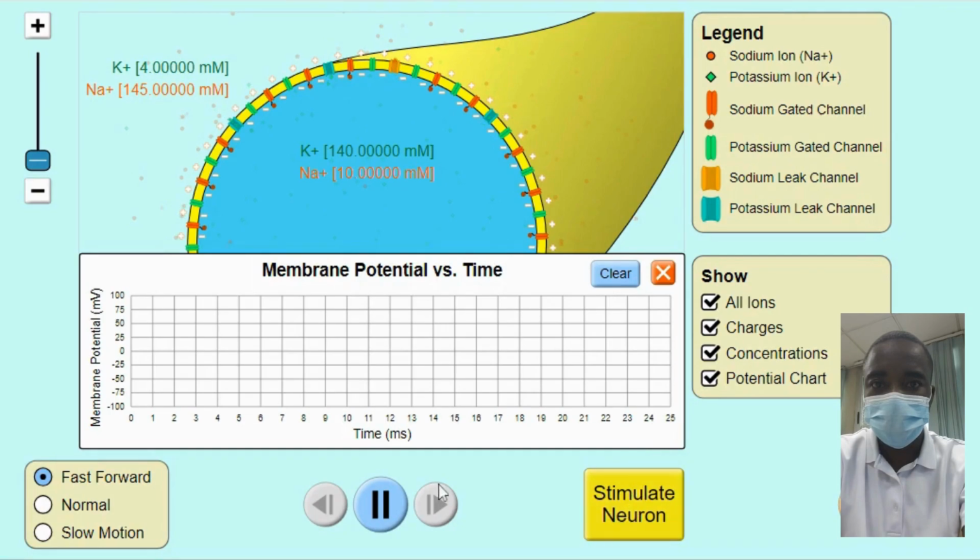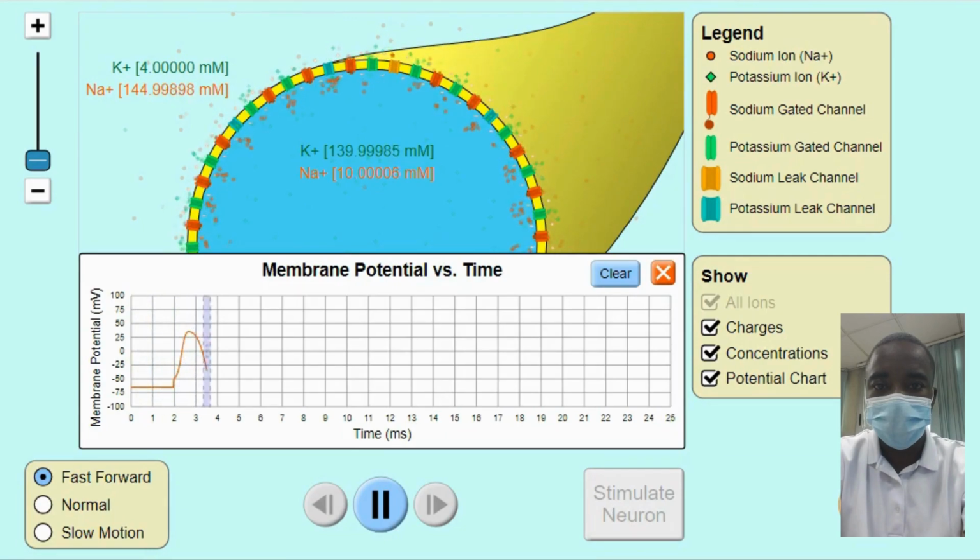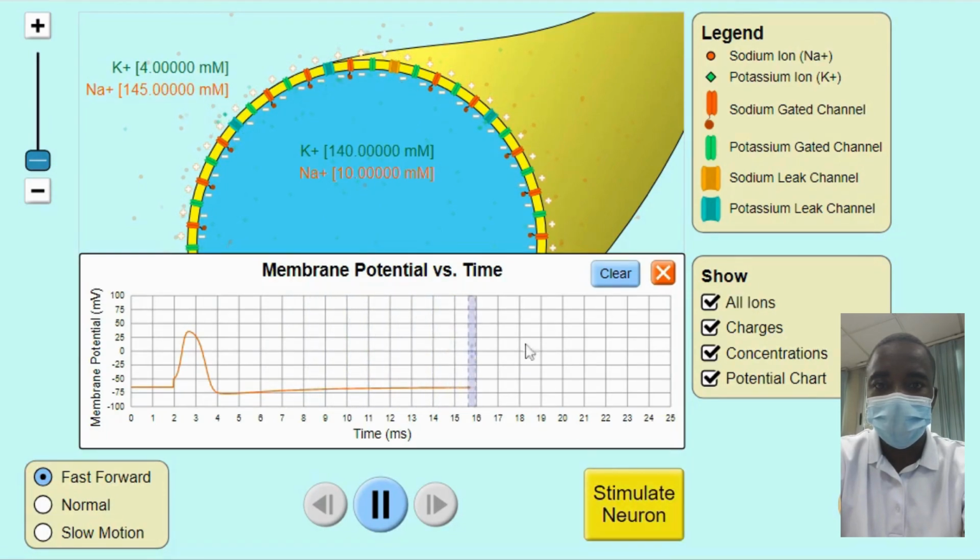At rest, the neuron has a negative charge inside and a positive charge outside, creating an electric potential difference across the membrane. This is known as the resting potential. The neuron simulation allows students to observe the movement of sodium and potassium ions when the neuron is at rest.